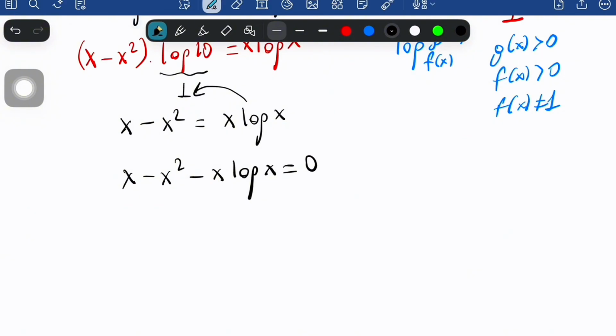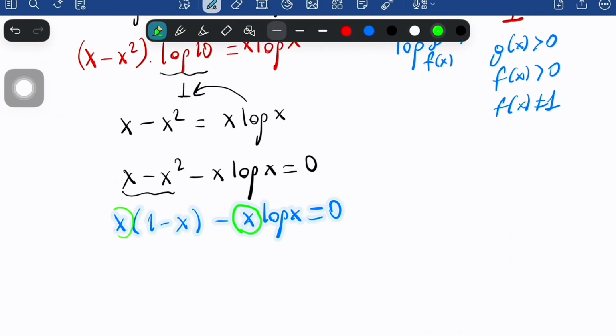Now I think, what can I do after here? Look at the expression here. Let's take an x out of the bracket and see what comes next: x times (1 minus x), minus x times logarithm x is equal to 0. If you pay attention, there is an x here, and there's an x here too. Then I can continue this question by taking the common factor out of the bracket.